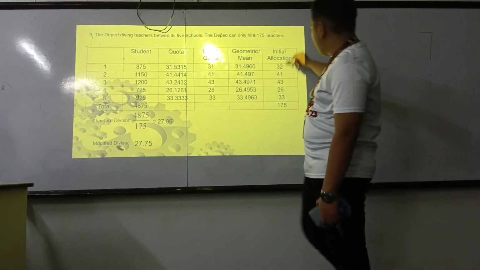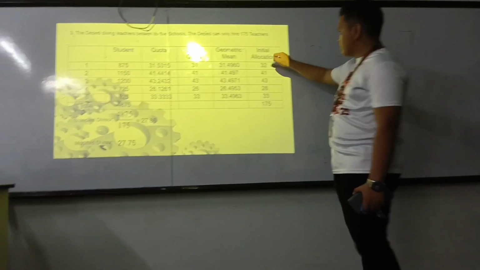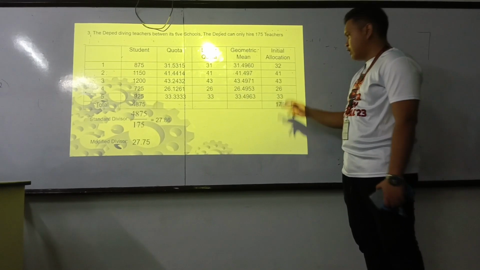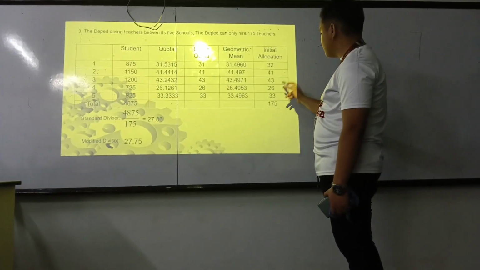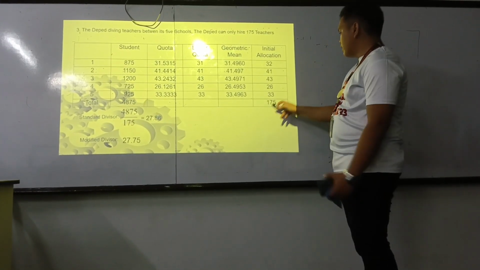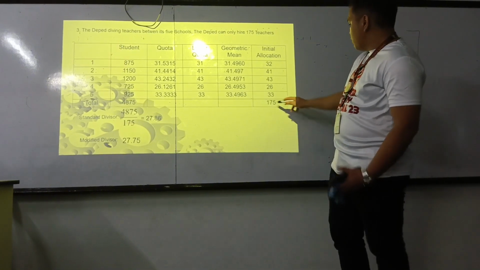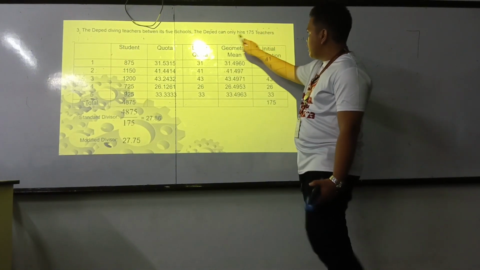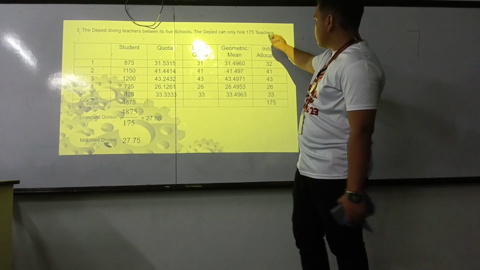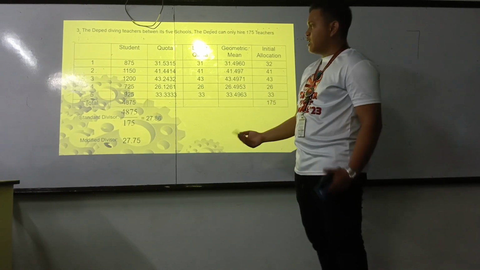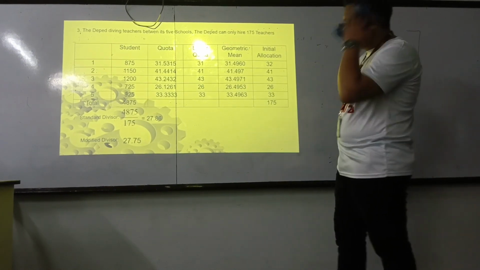And this is all the initial allocation. If you have 32 plus 41 plus 43 and 43, 26 and 33, we have 175. So 175 is the same as the seats given. And let's proceed to example number 4.